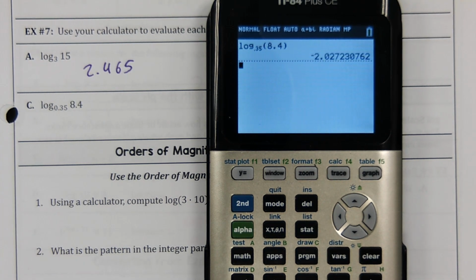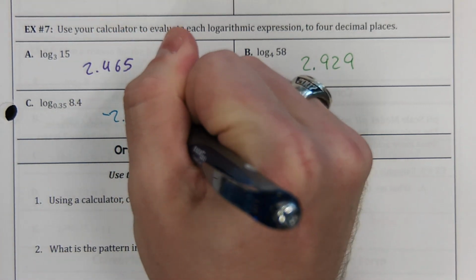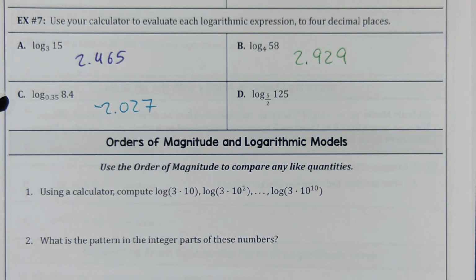Okay. Anyway, 0.35 and 8.4. Negative value of some sort. Negative 2.027. And then the last one.